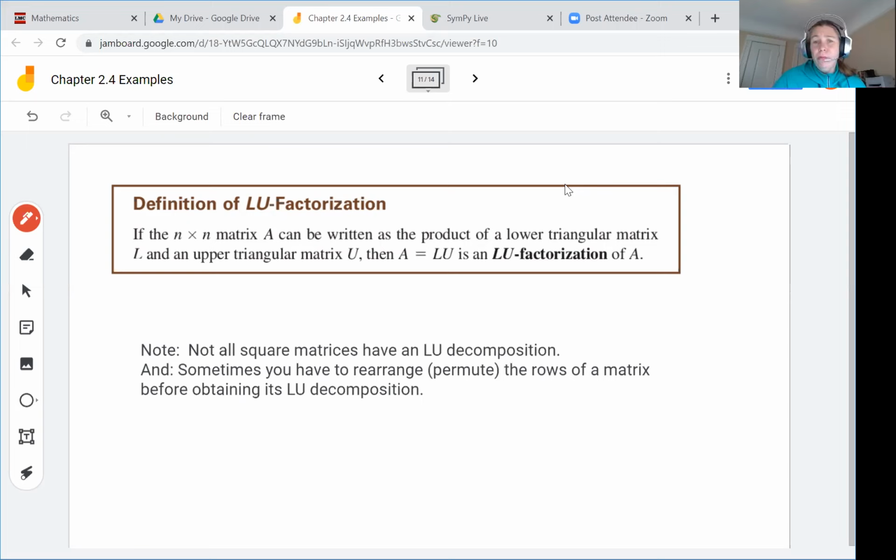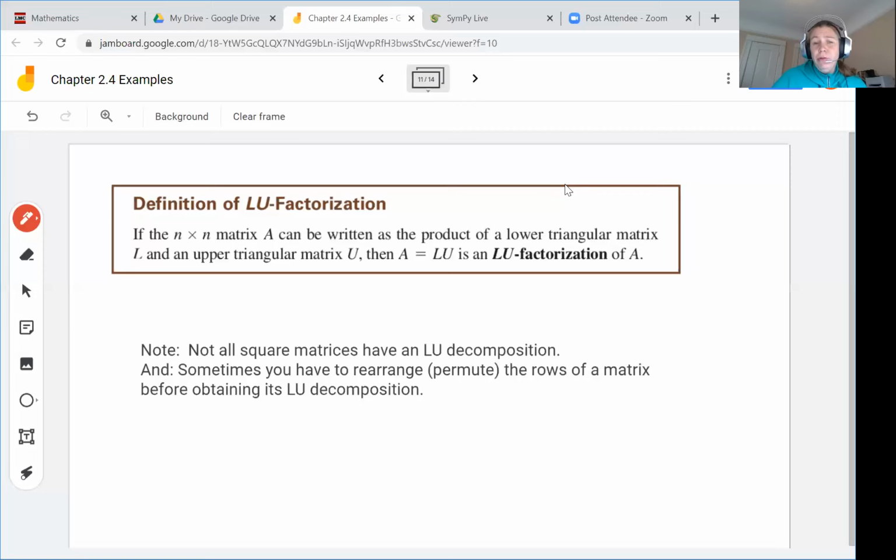Note that the order matters. You take the lower matrix first, multiplied by the upper matrix. Matrix multiplication, we can't do it in any order, so you can't say LU is the same as UL. So very important, the order is LU in our factorization, lower triangular matrix multiplied by the upper triangular matrix.